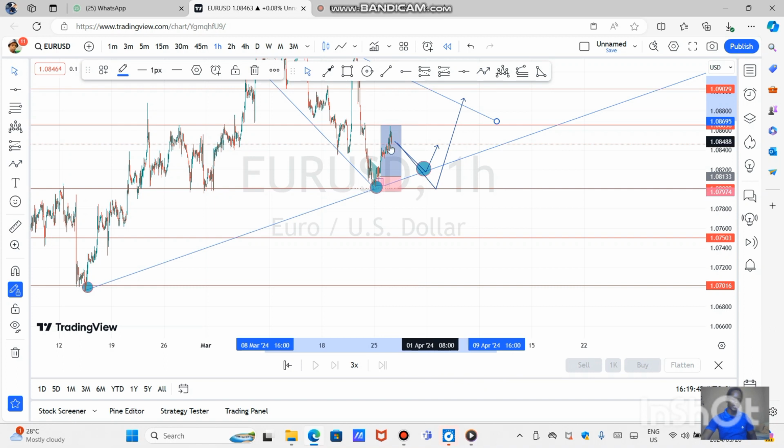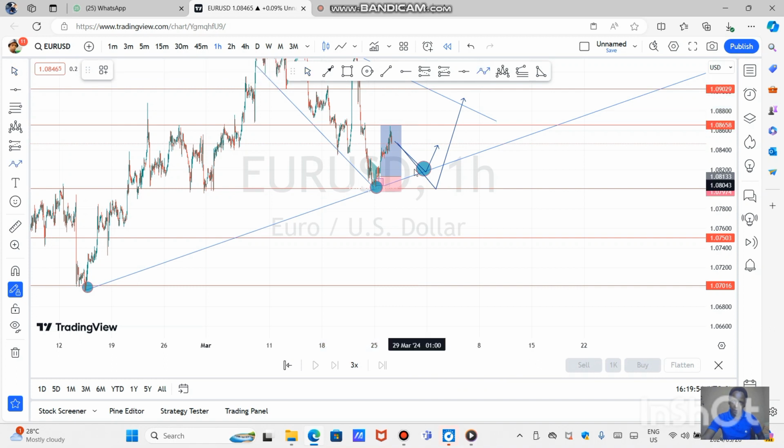But for us, if the market breaks here, let us not jump into a sell. Let us wait and see if the market breaks here, retests and pushes to the downside. Then our execution will be around there. But for now, we are still on an uptrend.